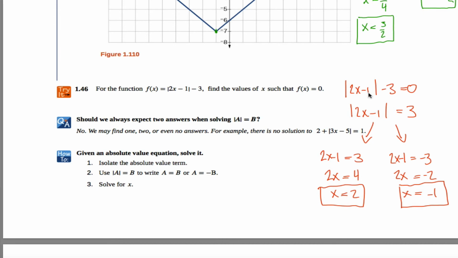For 2, 2 times 2 minus 1 is 3. Absolute value of 3 is 3. 3 minus 3 is 0. 2 times negative 1 is negative 2. Minus 1 is negative 3. The absolute value of negative 3 is positive 3. Positive 3 minus 3 is 0.